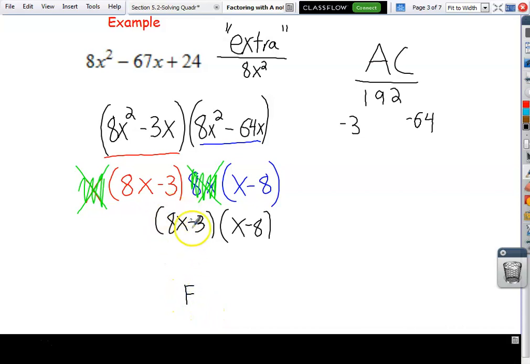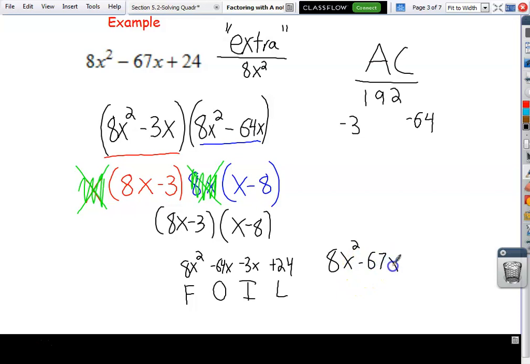First, 8x times x, 8x squared. Outside, 8 times negative 8, that's negative 64x. Inside, negative 3 times x, negative 3x. And last, negative 3 times negative 8. That gets me a positive 24, and lo and behold, this simplifies back down to the problem that I started with. Oh, snap. Let's continue to another one.